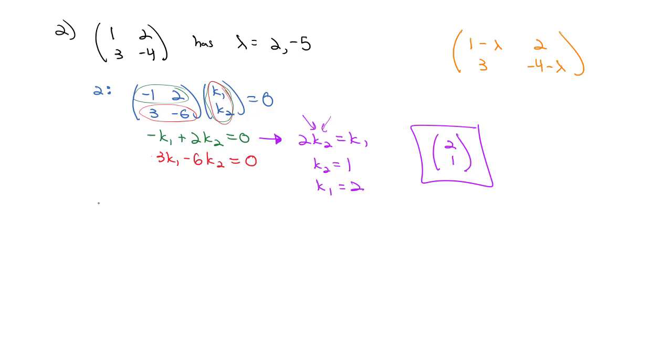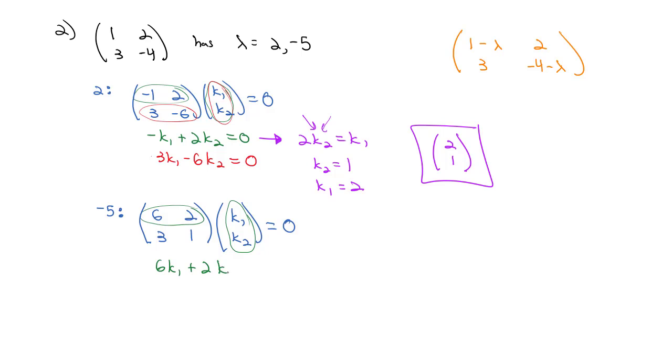Doing the same thing for our last eigenvalue of negative 5. Plugging negative 5 into that orange expression in the top right, 1 minus negative 5 is 6, 2, 3. And negative 4 minus negative 5 becomes a positive 1, times our k1, k2 has to equal the 0 vector. So multiplying, we get 6k1 plus 2k2 equals 0. And multiplying, we get 3k1 plus k2 equals 0.